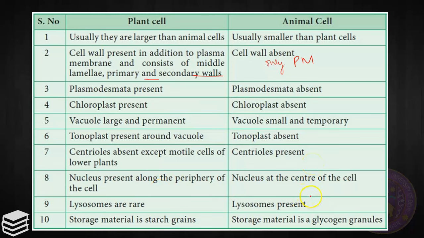Lysosomes are present in animal cells. Lysosomes are rare in plant cells. Storage material is usually starch granules in plant cells, while storage material is glycogen granules in animal cells.